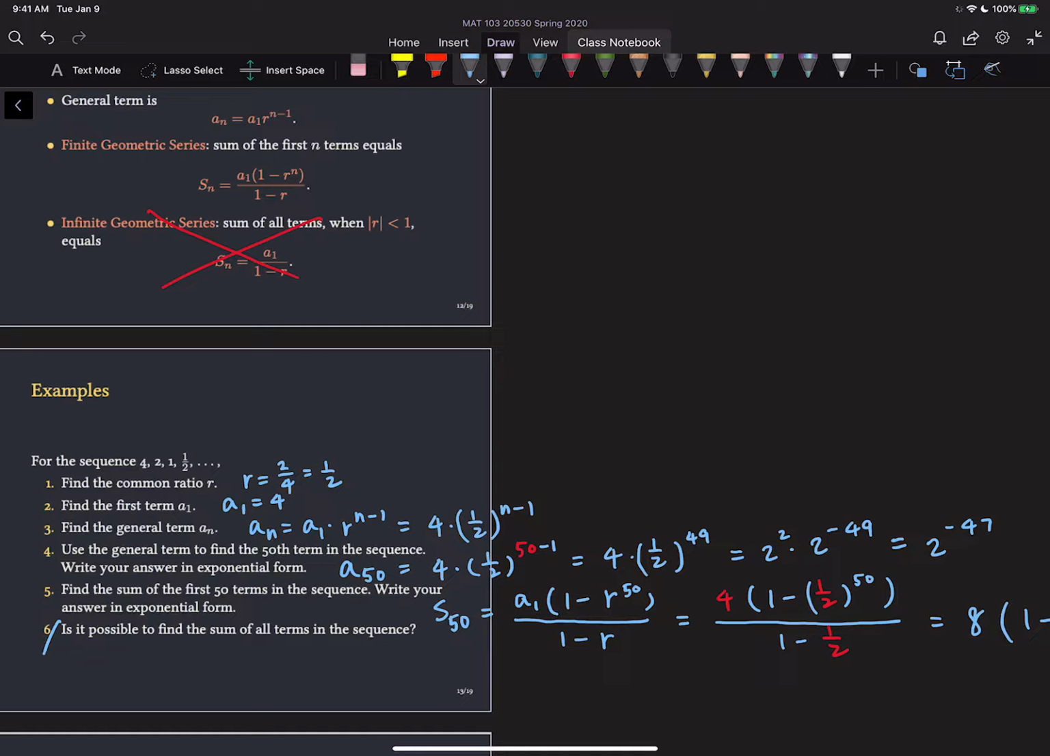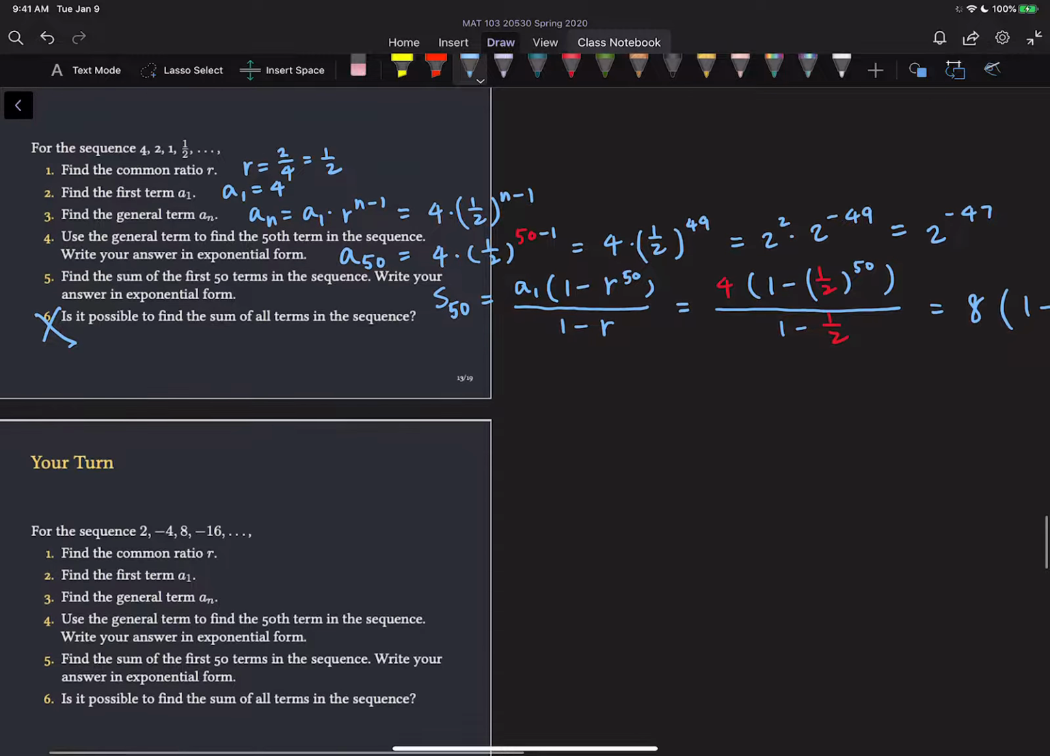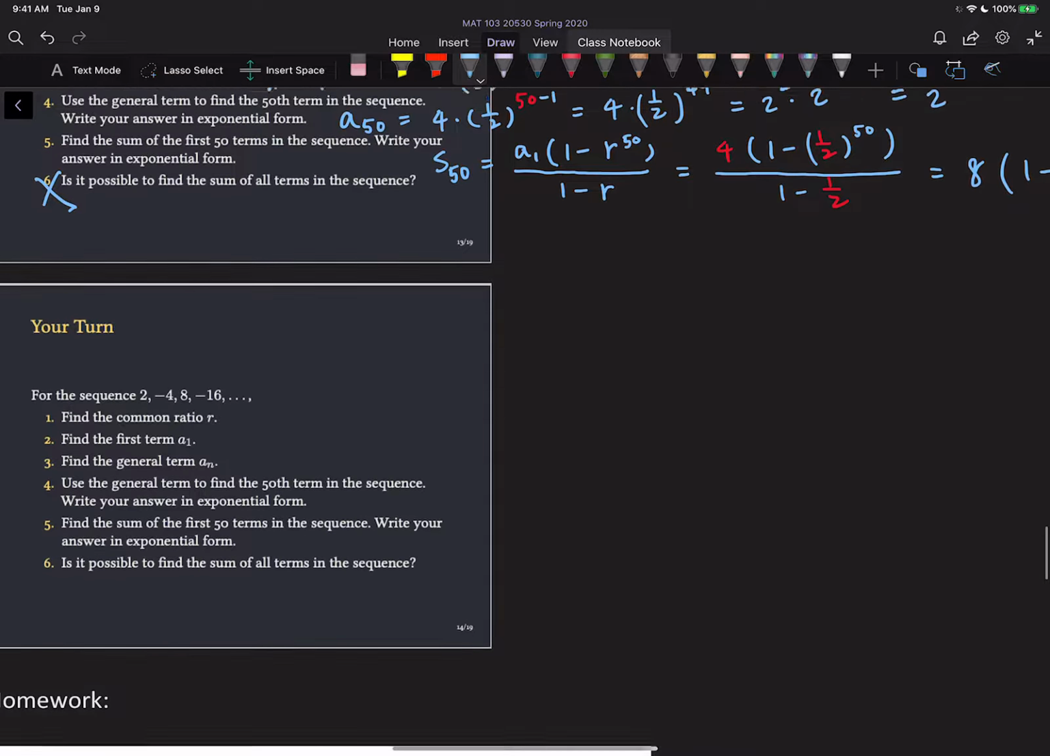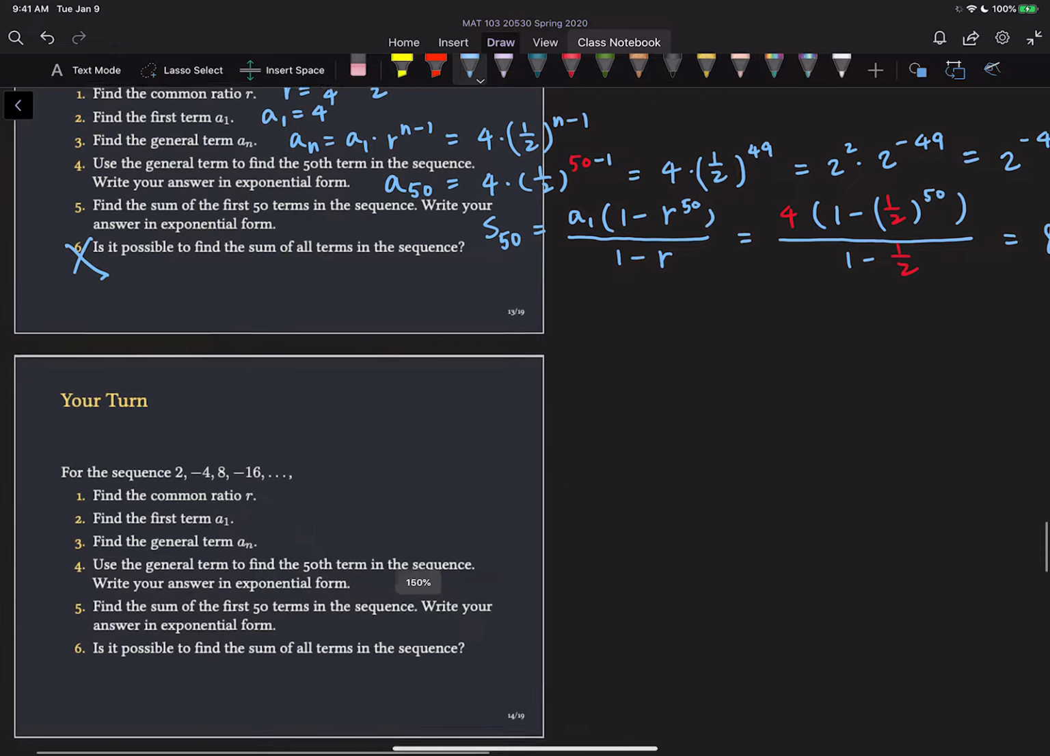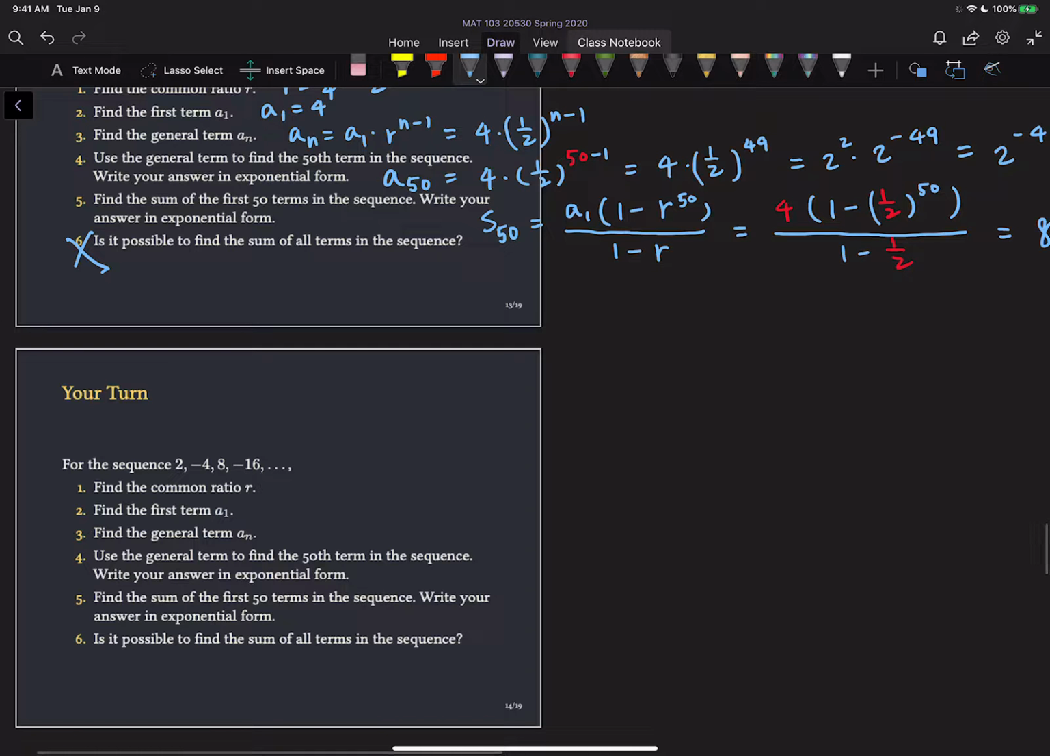So we can skip number 6 because we're not discussing number 6. And now it's your practice time. This is the last problem that we're going to discuss today. For this particular sequence, 2, negative 4, 8, negative 16, you're going to do what we just did except number 6. So get rid of number 6. You're going to finish number 1 to number 5. And make sure you pause the video and work on your own. When you complete, check your answer with the video. Good luck.